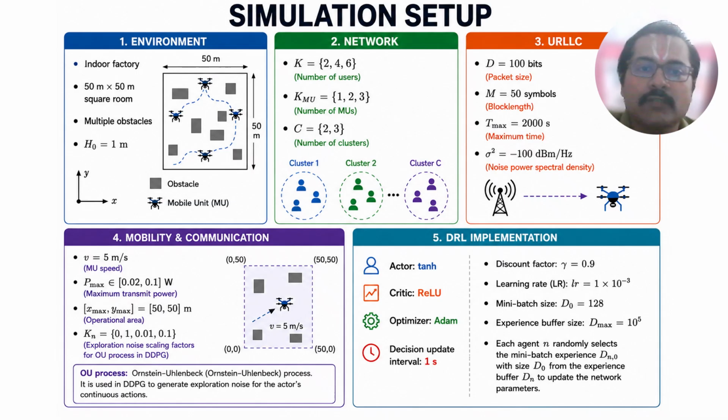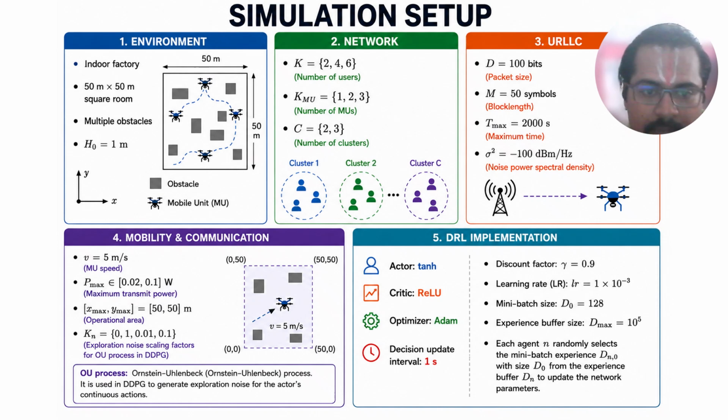For the network we have 2, 4, 6 users, mobile users 1, 2, 3, and number of classes 2 to 3. Packet size is 100 bits, 50 symbols. Maximum time is 2000 seconds, and noise power spectral density is minus 100 dBm per hertz. Mobility speed is 5 meters per second. Maximum transmit power is 0.02 to 0.1, and x max, y max is 50, 50 meters.